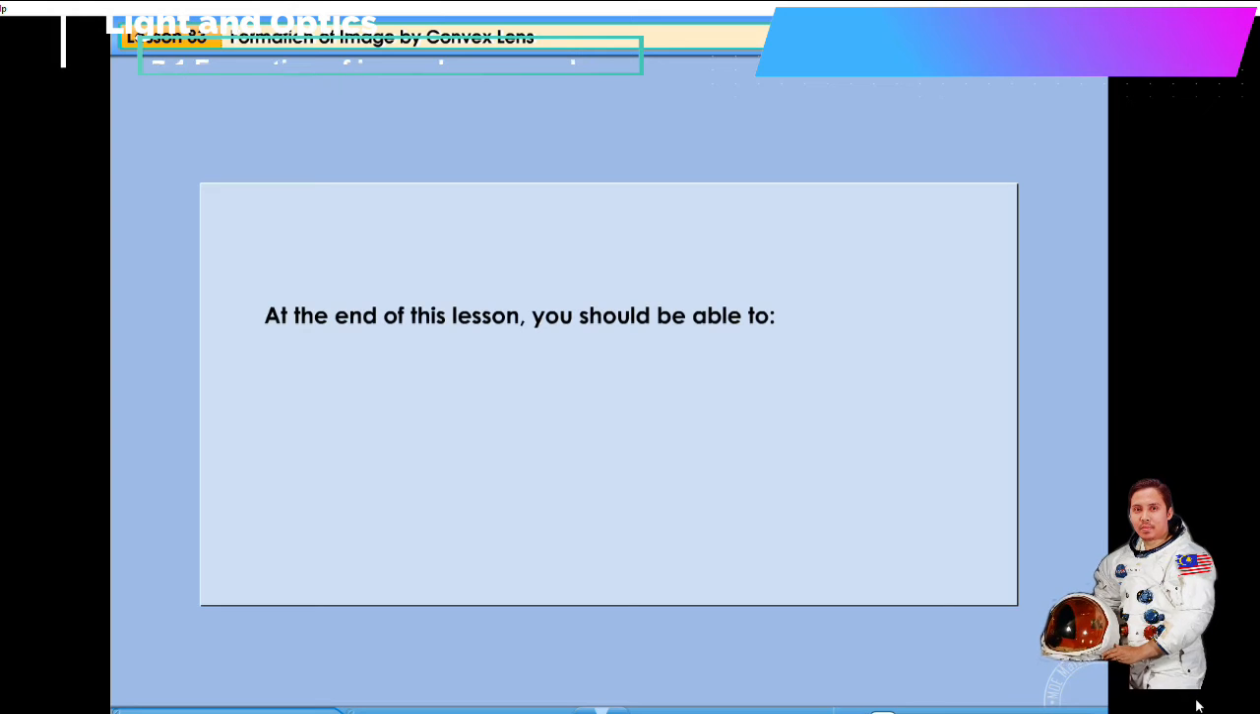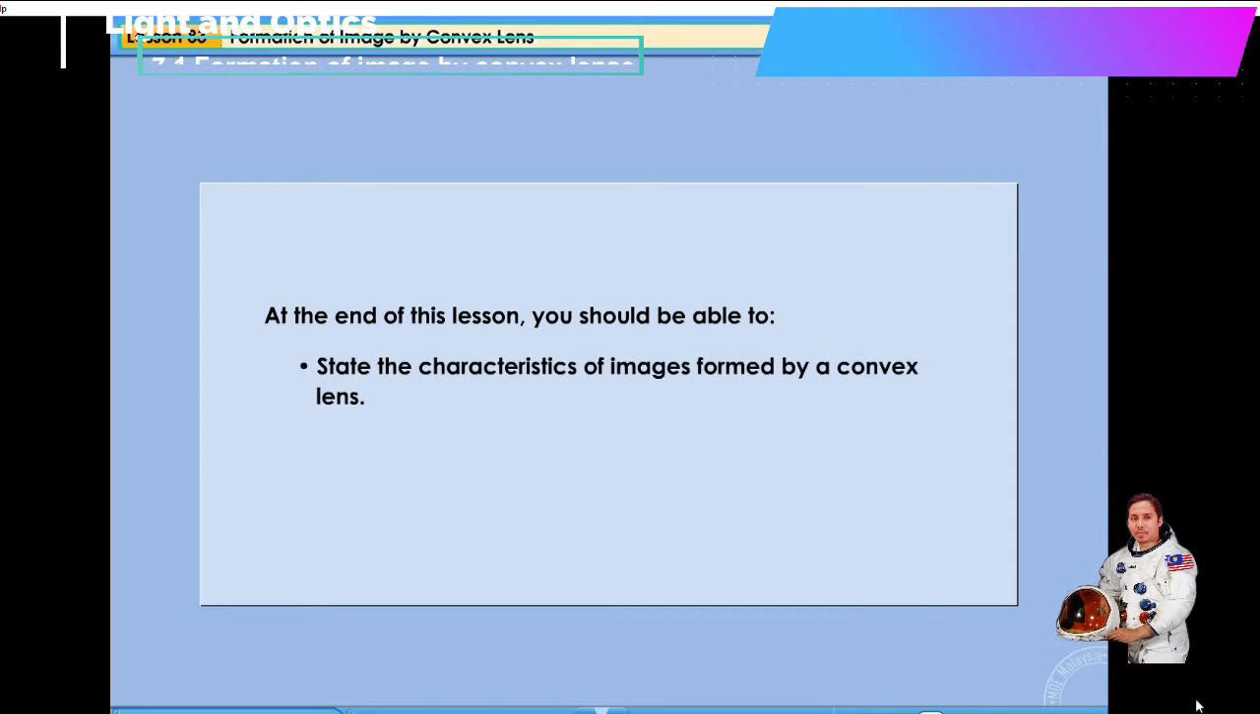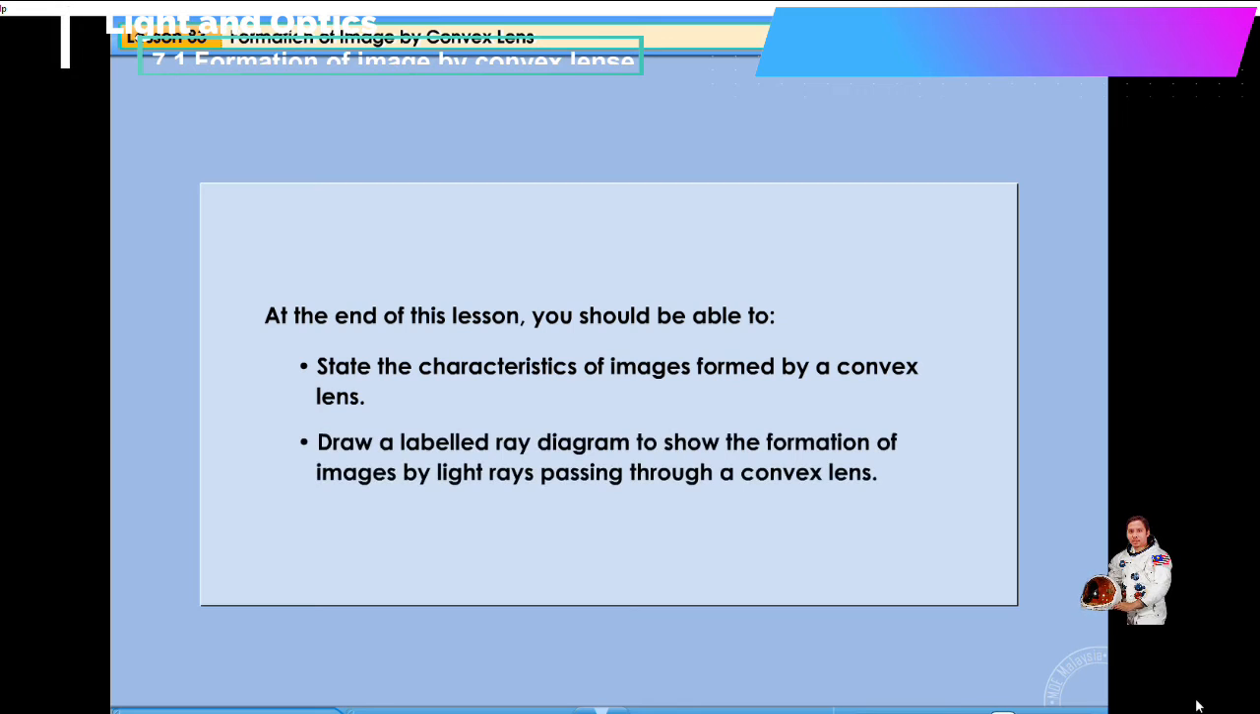At the end of this lesson, you should be able to state the characteristics of images formed by a convex lens, and draw a labeled ray diagram to show the formation of images by light rays passing through a convex lens.